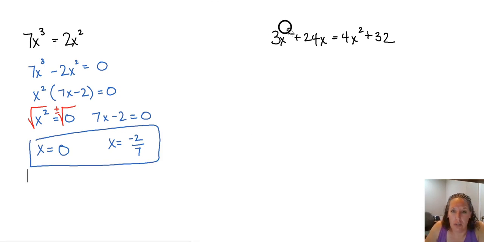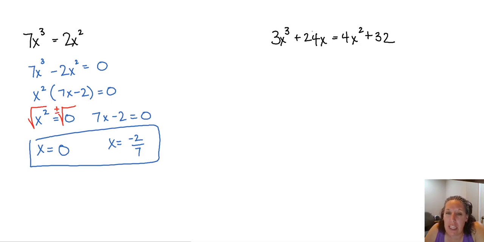I have a misprint on my next example. We want that to be 3x cubed plus 24x equals 4x squared plus 32. So just like we started the previous one, we want to get everything on the same side. So let's go ahead and move everything to the same side. I'll go ahead and put it in standard form as we go.